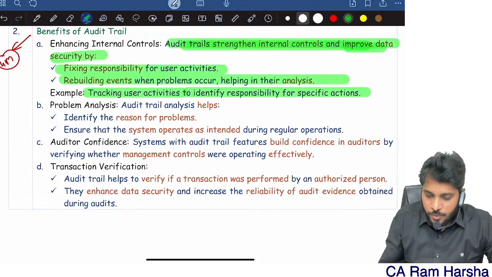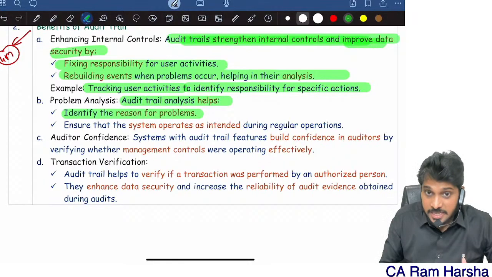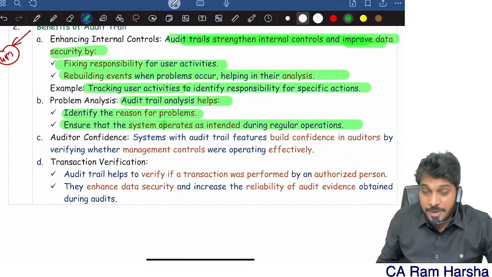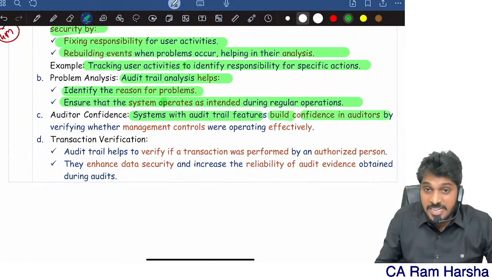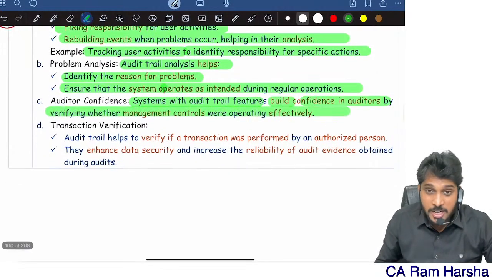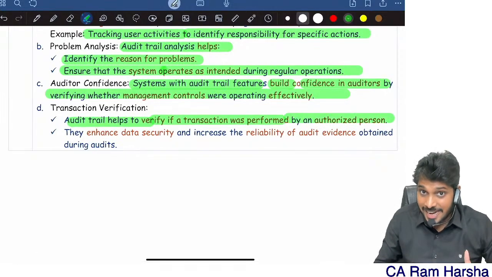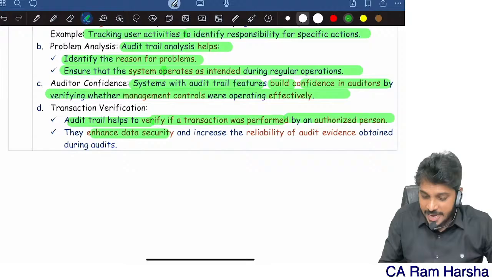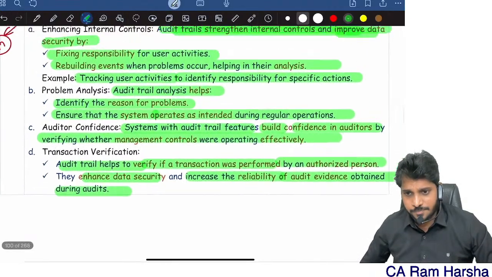Tracking user activity to identify the responsible person. Audit trail analysis helps identify the reason for a problem and ensures that the system operates as intended. Systems with audit trail features build confidence in auditors by verifying whether management controls were operating effectively. An audit trail helps to verify whether a transaction was performed by the right, authorized person or not. They enhance data security and increase the reliability of audit evidence obtained during the audit. That's it. These are the audit trail benefits. Yes or no?